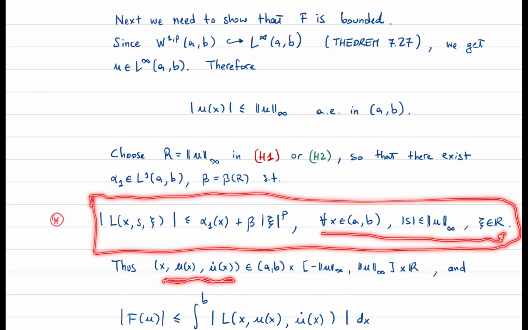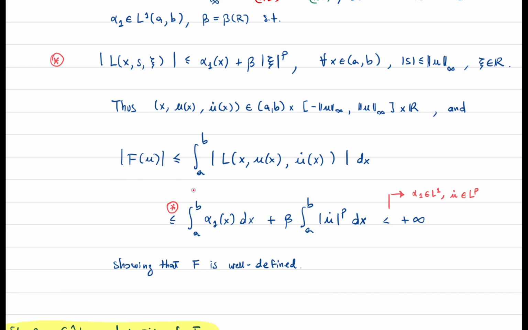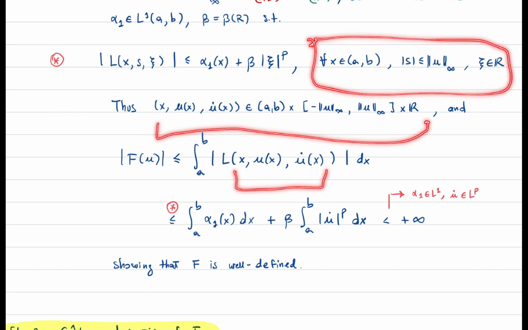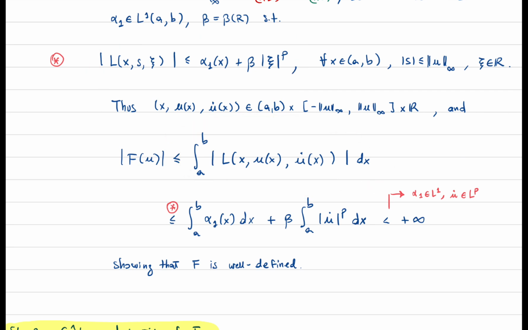And notice that this point here always belongs to this set, for what I was saying before. Therefore, you can always apply this estimate when you evaluate L at the point of interest, which is x, u of x, and u dot of x. And we get this condition here. So for the absolute value of F, we just pass the absolute value inside the integral. And then since this point satisfies this condition, you can just apply this estimate and obtain that this is less or equal than the integral from a to b of alpha 1 plus beta times the integral of |u dot| to the power of p.